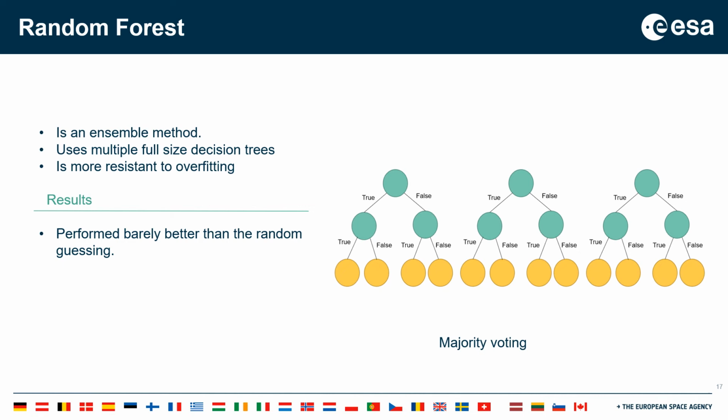In this case, it performed barely better than random guessing. So if we just had a model that would guess randomly all the time, it would perform about as well as this model, unfortunately. So the model didn't learn any particular patterns that would give it an advantage in this case.